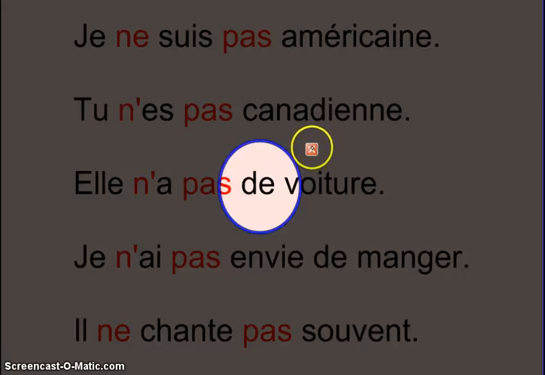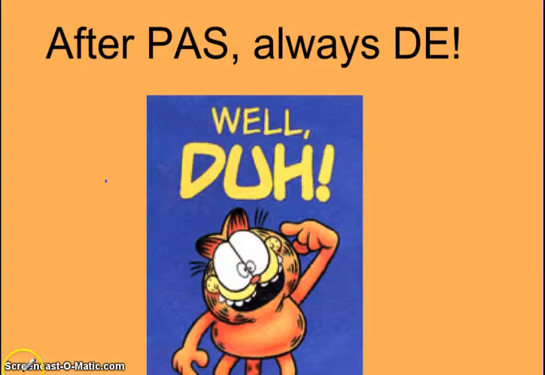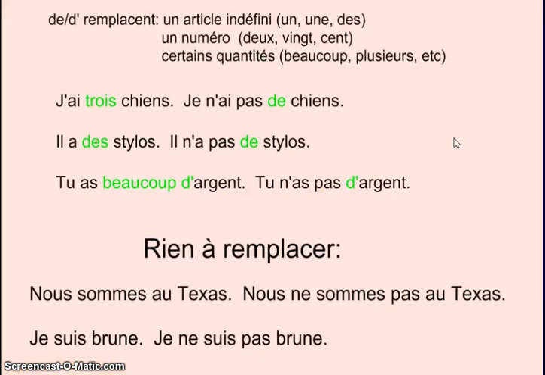Let's ask Garfield for some help. After pas, always de. That's something that you've heard me say a lot. And that's the most basic rule, but the word always is problematic because it's not always de. Let's take a look at the longer version of the rule now, and it's nothing you can't handle, but we're going to see when you would use de and when you don't. So here is the longer version of the rule.